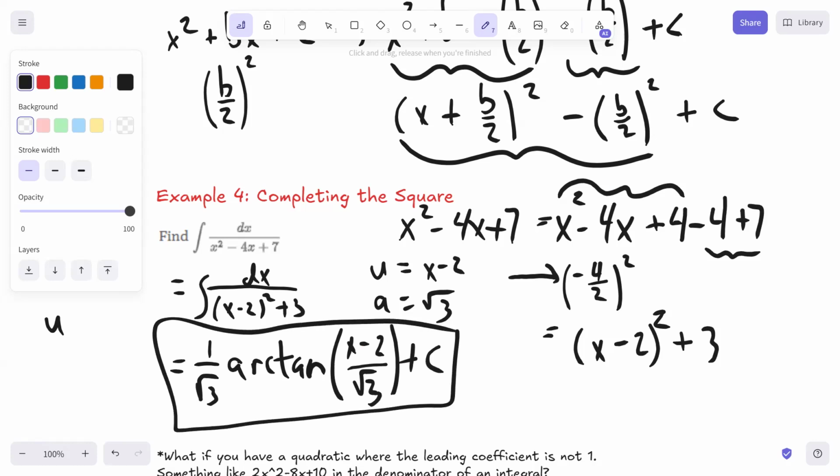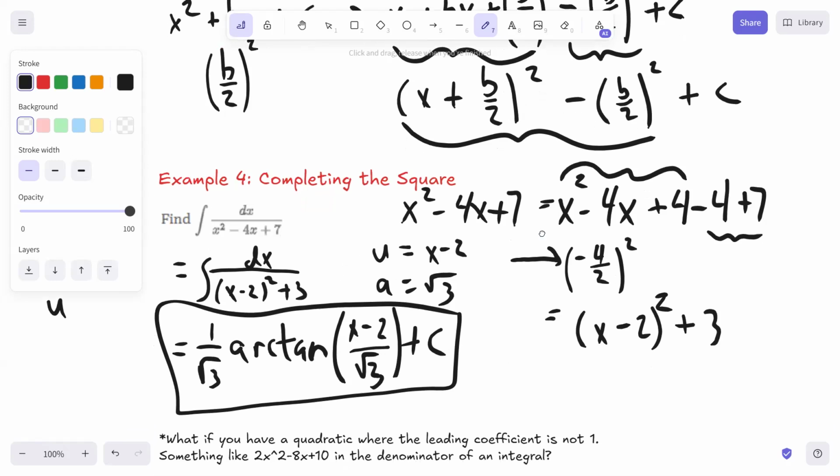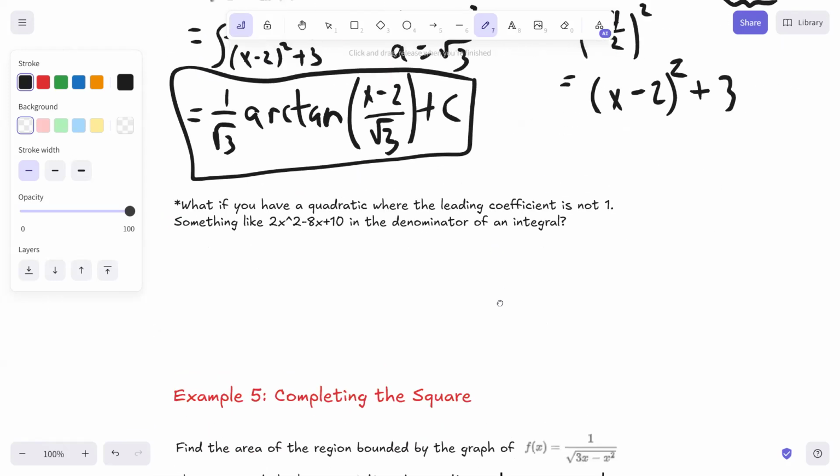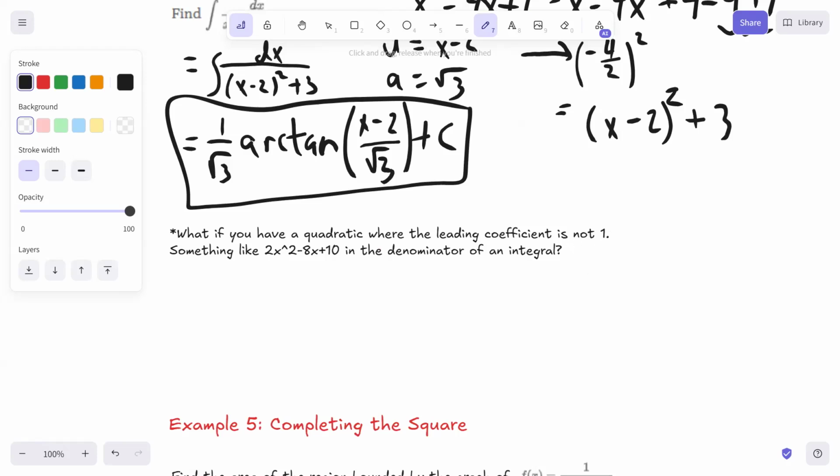So sometimes it happens that you have a quadratic where the leading coefficient is not 1, something like 2x squared minus 8x plus 10. In that case, what we're going to do is factor out the leading coefficient from the first two terms. So you would have 2 times x squared minus 4x, plus 10, and then complete the square on the stuff that's inside the parentheses.